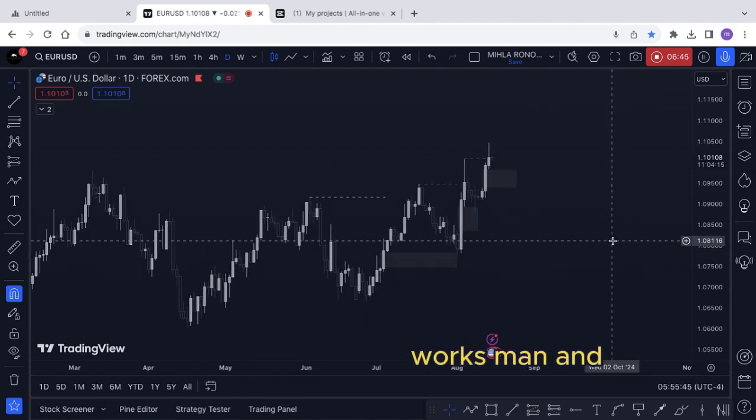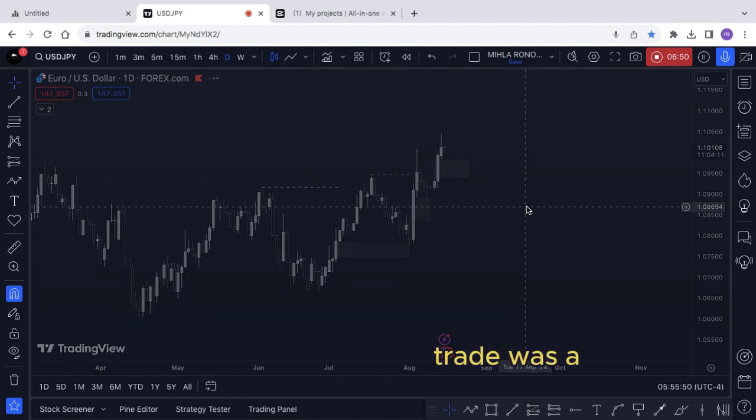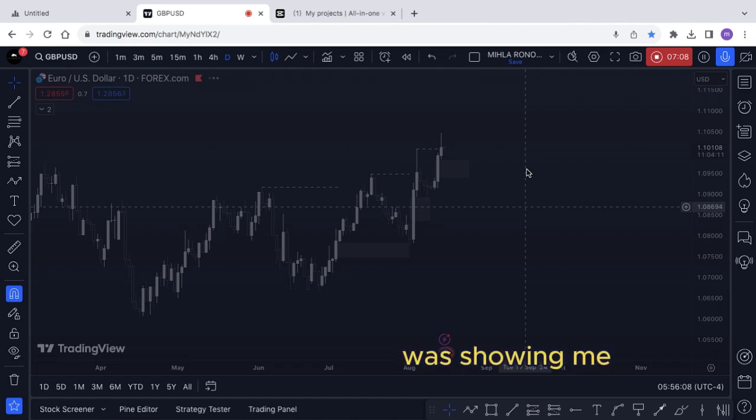It works, man. And going into the GU trade, the GU trade was a fundamental trade. It was a PPI trade. I took the trade on the news release of PPI. It was also a simple setup because price was coming off a weekly fair value gap, and the lower time frames were showing me the bullish momentum. Anyway, TradingView is loading so much.